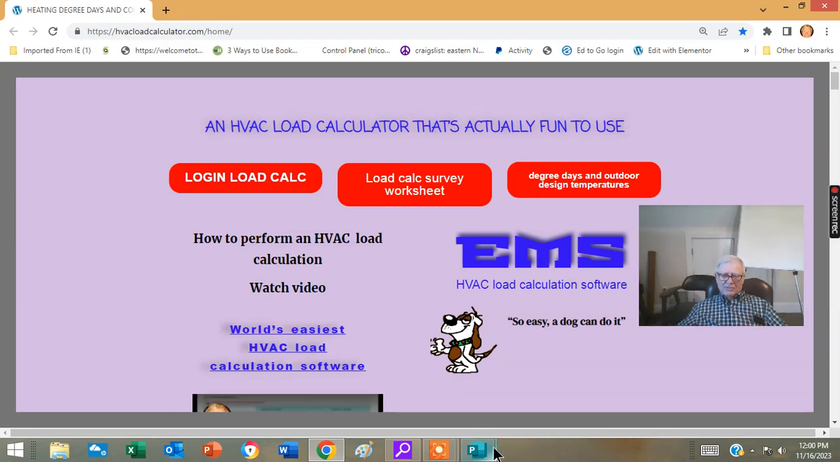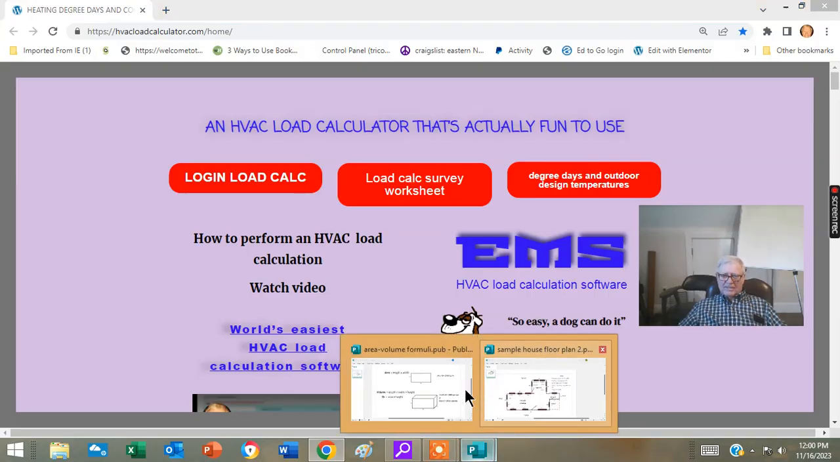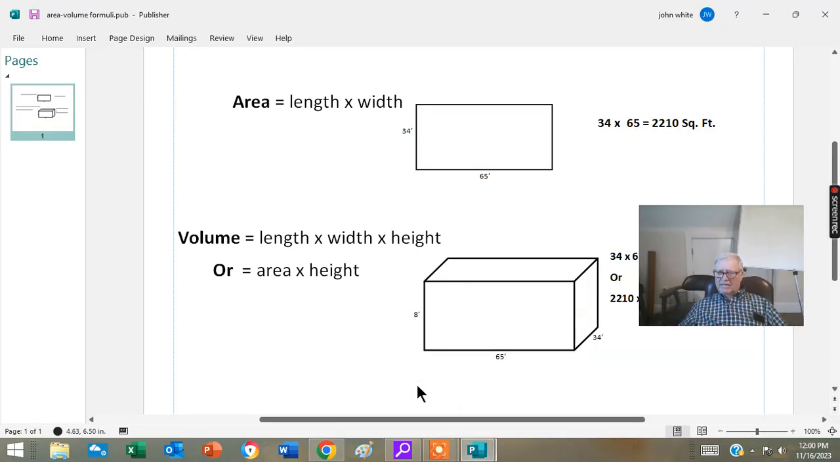So, first thing I want to do is show you how much math you've got to know. To do a load calculation, you only have to know how to calculate area and volume. Area is the length times the width. In this case, this house right here is 34 feet by 65 feet. So we just multiply 34 times 65, and you end up with 2,210 square feet in that house.